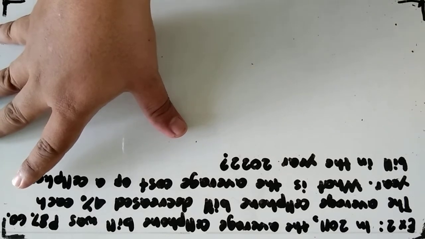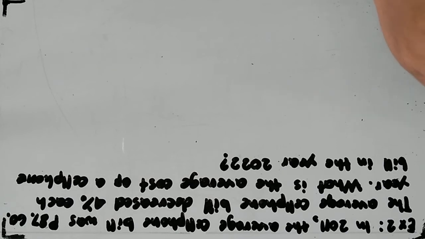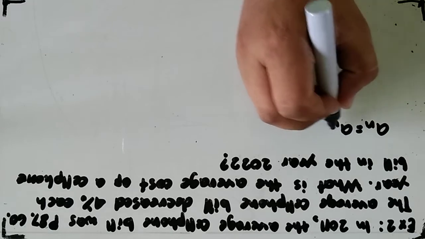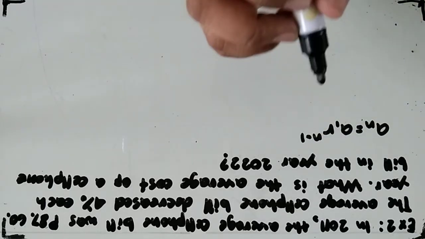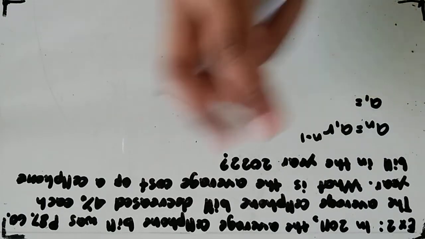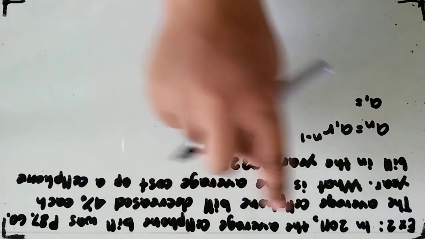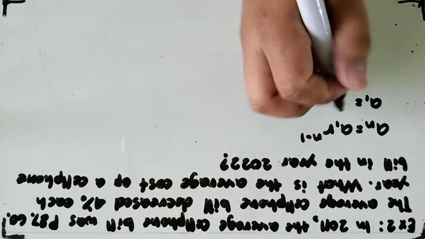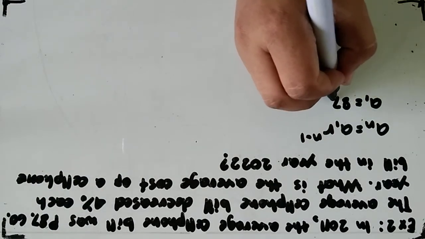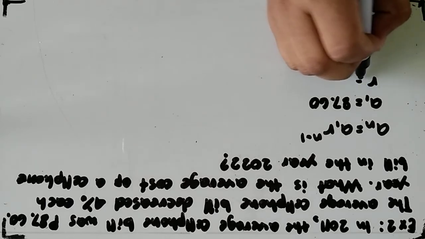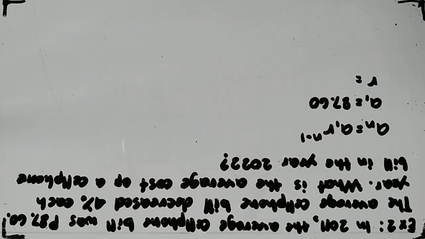Okay, so ang formula natin for the geometric sequence is a sub n equal to a sub 1 r raised to n minus 1. So, i-identify muna natin yung ating a sub 1 or yung first term. So, dahil nga nung binili siya noong 2011, 87.60 ang halaga niya, ibig sabihin yun yung ating a sub 1. 87.60. Okay. Tapos, i-identify natin yung ating R. Yung R, ito yung ating common ratio.